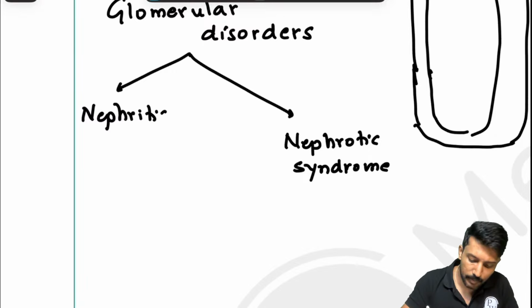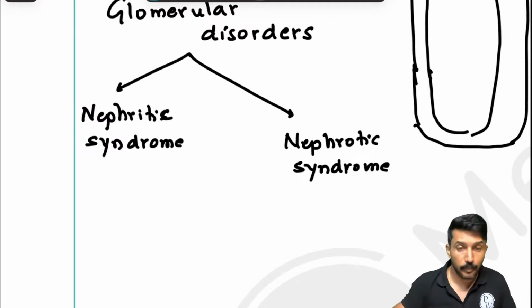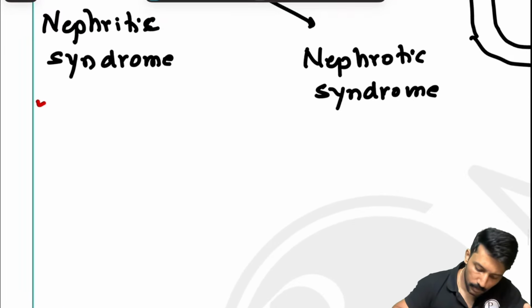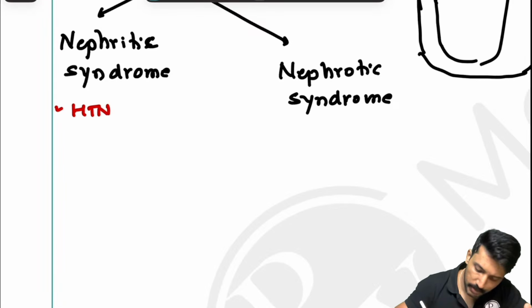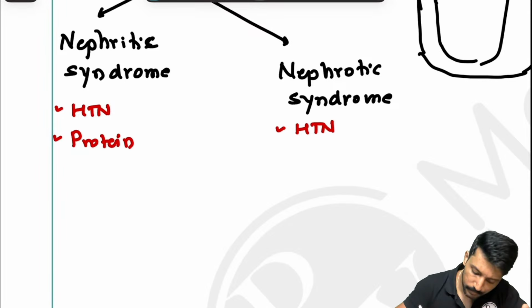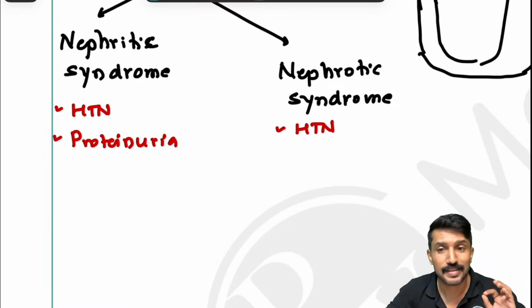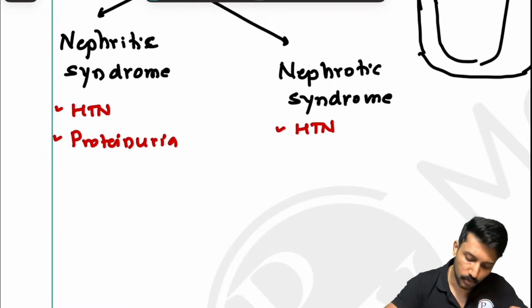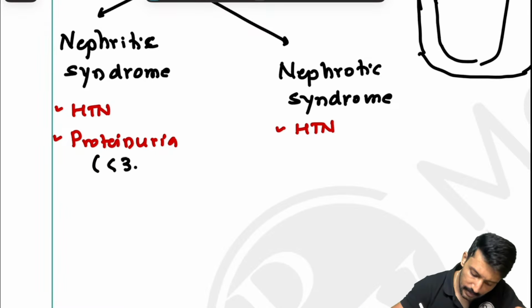Now, what are the cardinal manifestations of this nephritic syndrome? Patients with nephritic syndrome will have, first, hypertension. Patients with nephrotic can also have hypertension. But along with hypertension, the nephritic syndrome patients will have proteinuria. And this proteinuria is usually subnephrotic range, means minimal proteinuria, not as gross as what we get in nephrotic syndrome. So it will be less than 3.5 grams per day.